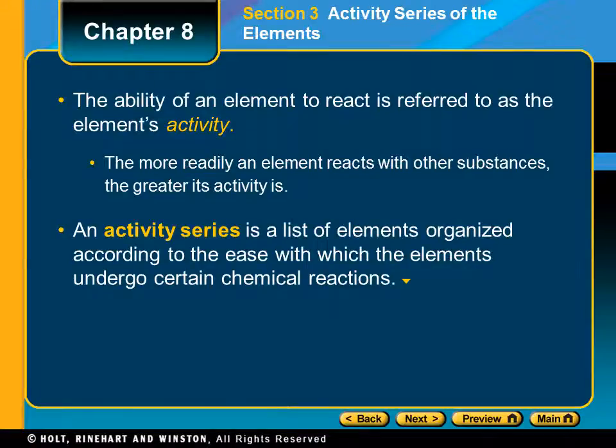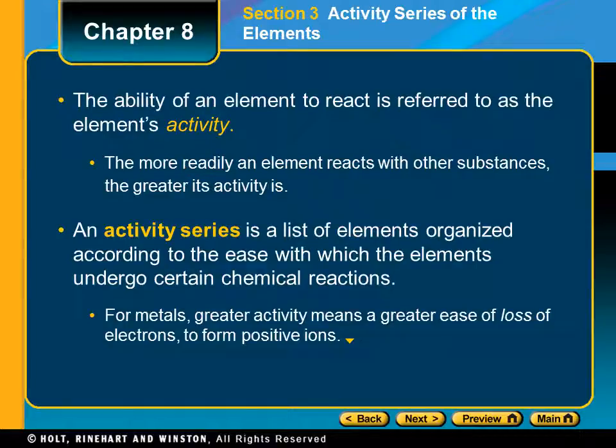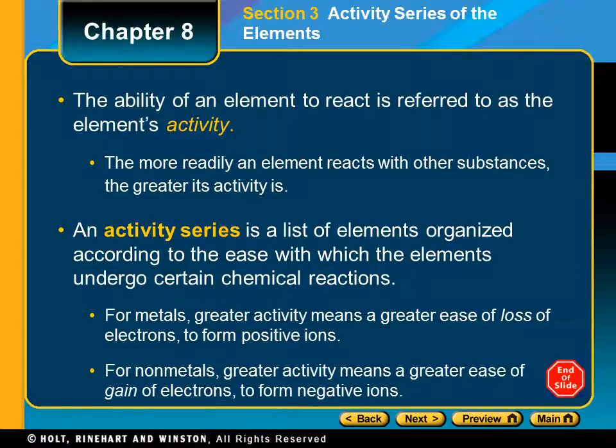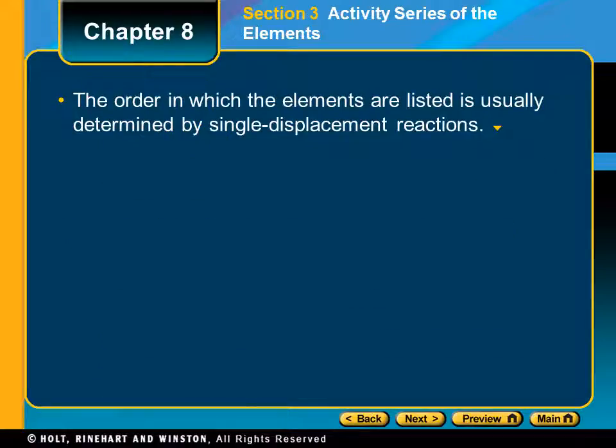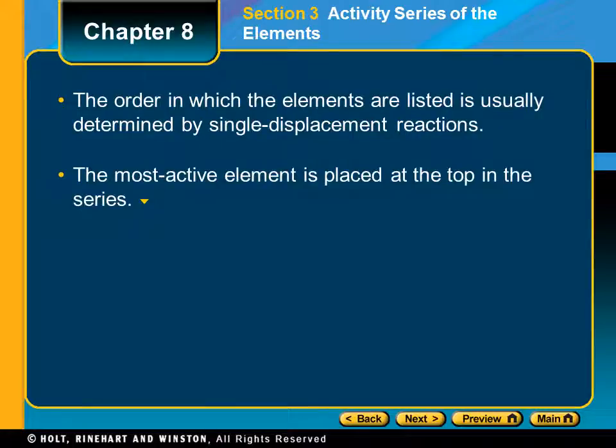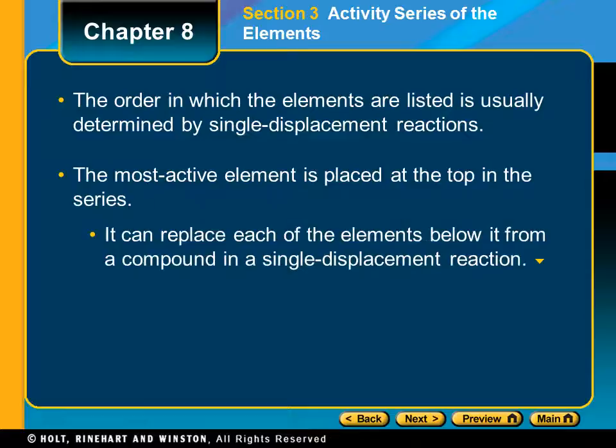An activity series is a list of elements organized according to the ease with which the elements undergo certain chemical reactions. For metals, greater activity means greater ease of loss of electrons to form positive ions. For nonmetals, greater activity means a greater ease of gain of electrons to form negative ions. The order in which the elements are listed is usually determined by single displacement reactions. The most active element is placed at the top in the series. It can replace each of the elements below it from a compound in a single displacement reaction.